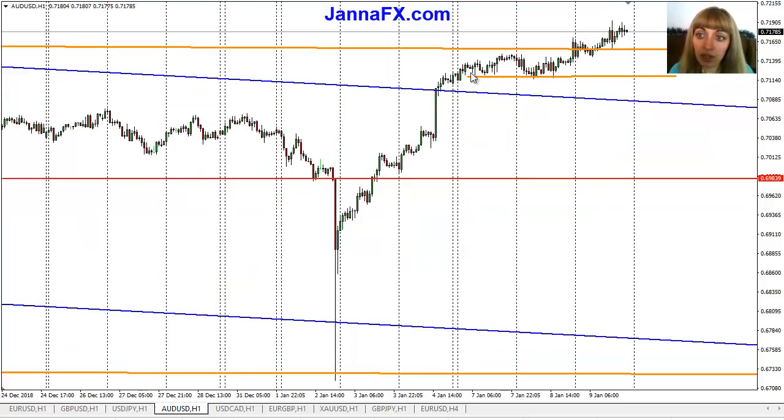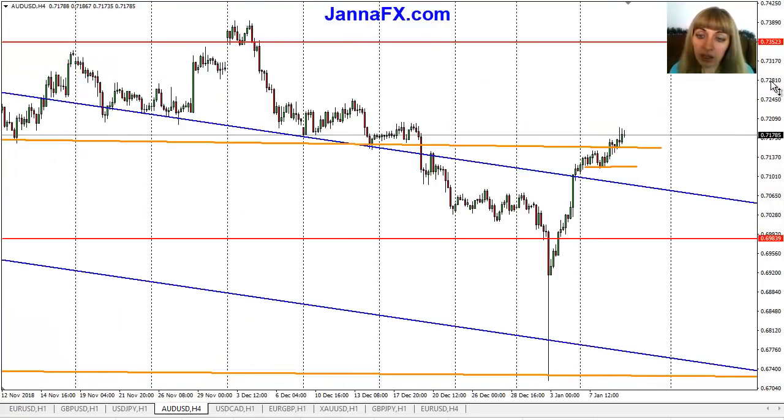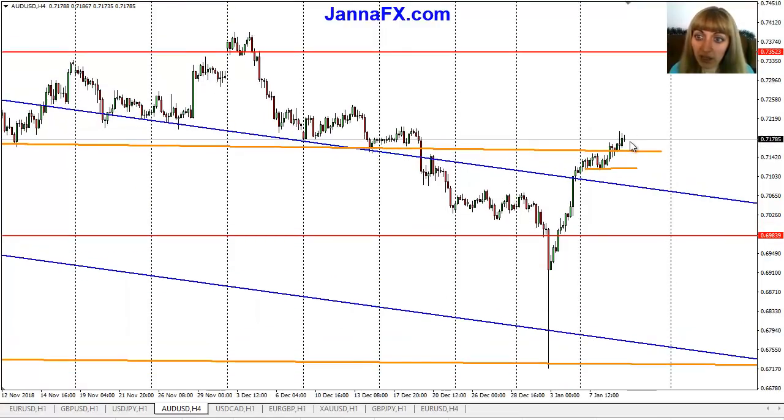Sell stop. So Australian dollar also, you can see it's had a move. It's also moved about 30 pips. So once again would have been at least 10 pips profitable trade. And now just waiting time. What is it going to do next?